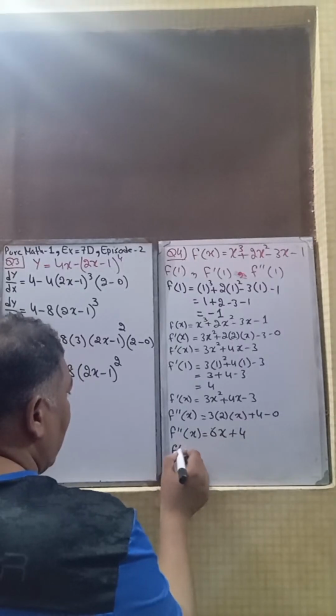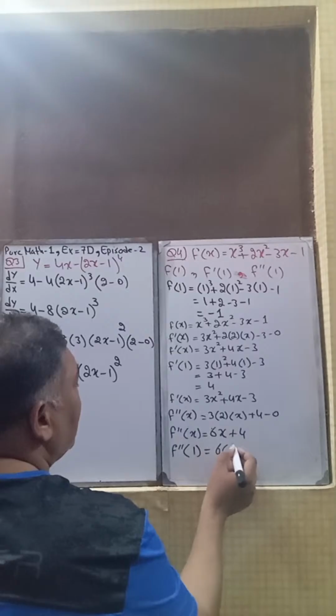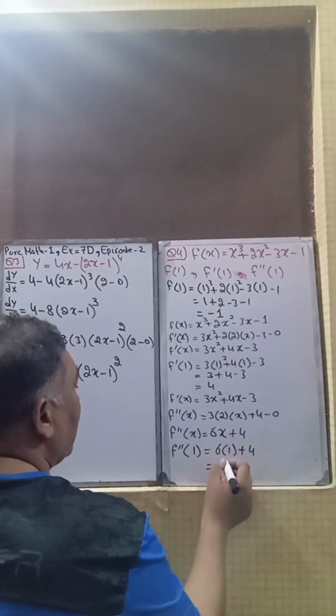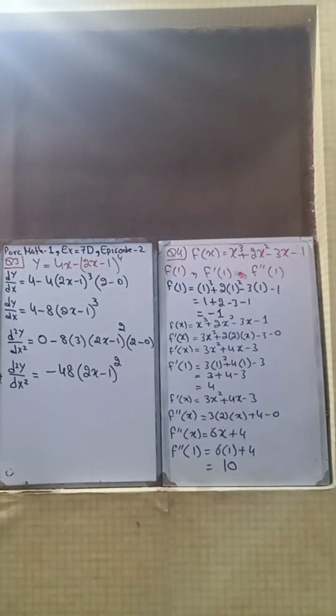So in the second derivative, in the place of x, I will put 1. So this will be 6 into 1 plus 4, and that is 10. So this is how you will solve this. And let me check the answer, sir. 4 and 10 is the answer, sir. This is how we will do this.